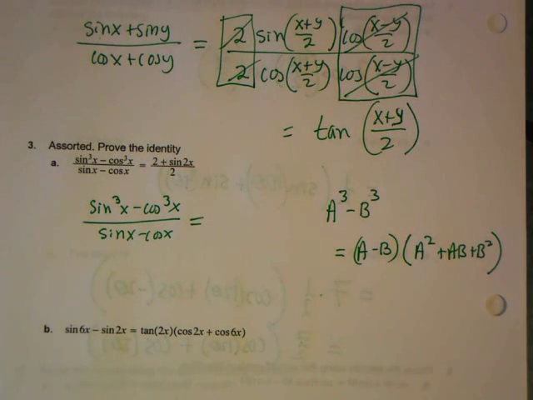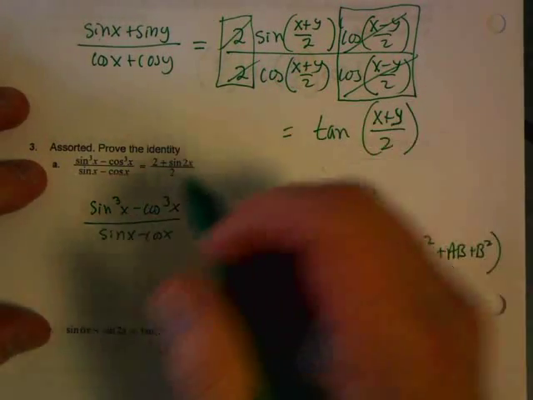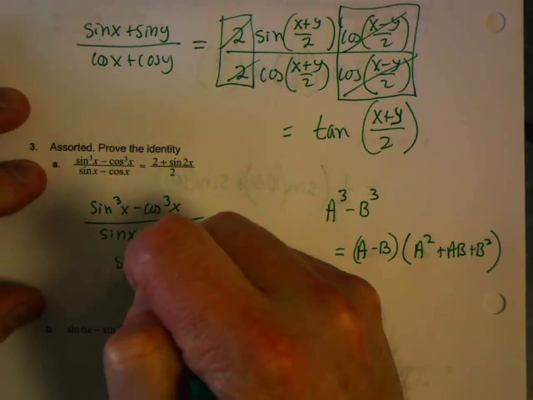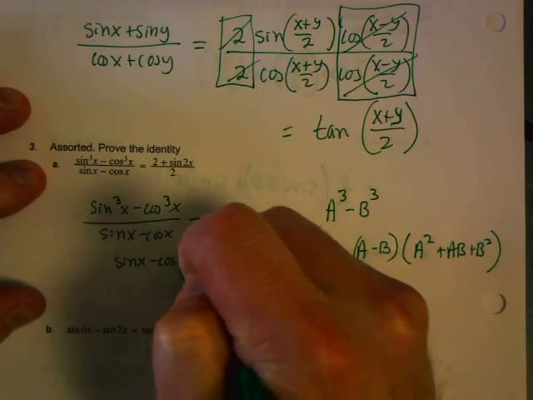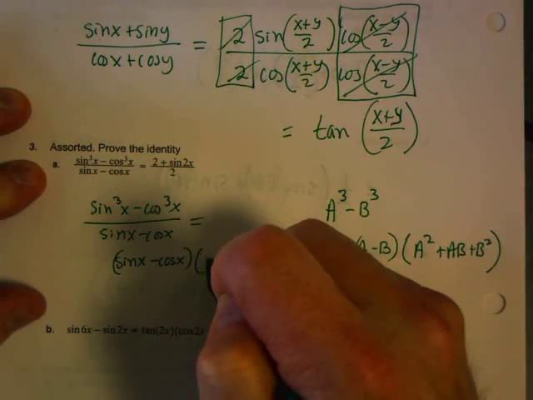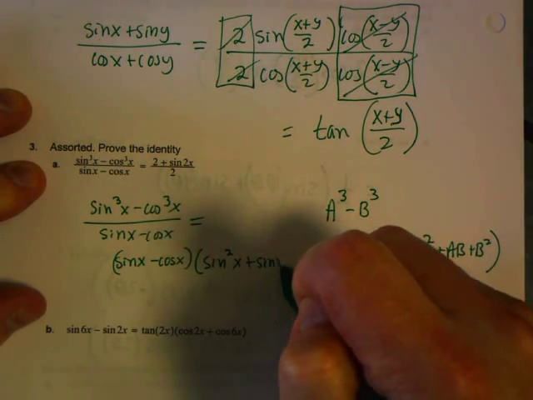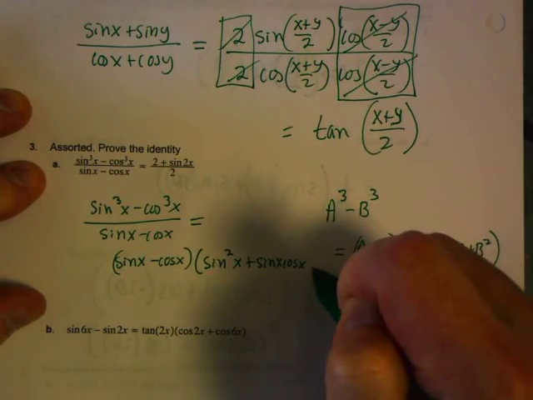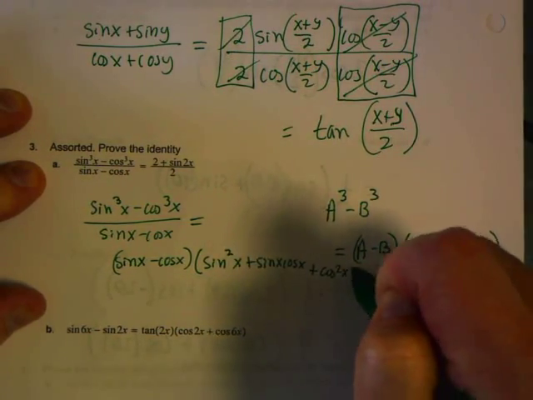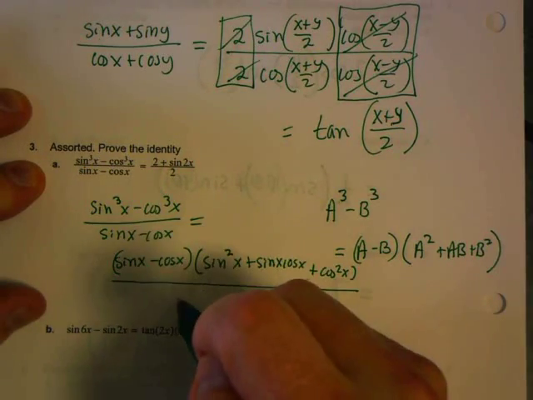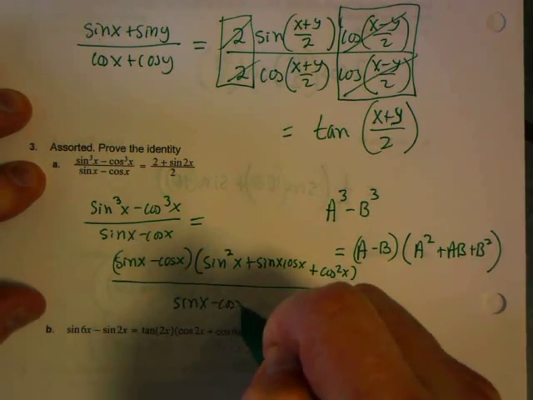So we're going to use this formula, and everywhere we see the letter a, what are we going to plug in? Sine of x. And everywhere we see the letter b, we're going to plug in cosine of x. All right, so this is going to factor as sine x minus cosine x times sine squared x plus sine x cosine x plus cosine squared x. And then we're dividing everything by sine x minus cosine x.